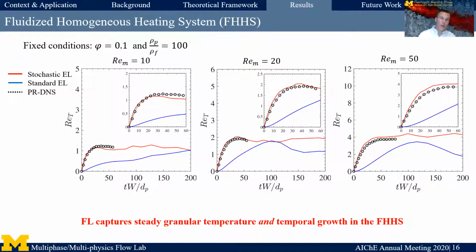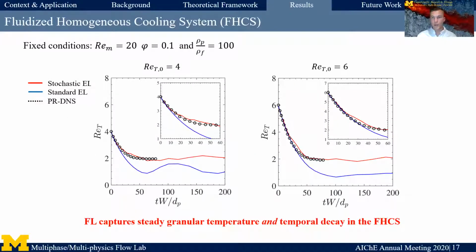So looking at the fluidized homogeneous heating system, we'll consider a fixed solids volume fraction and density ratio and run a sweep across different Reynolds numbers. What we'll see is that the particle-resolved DNS shows that we grow in granular temperature until we sustain our steady value, which is what we would expect. By contrast, the standard Euler-Lagrange method does not evolve in time in this manner and does not sustain the correct granular temperature, but the new stochastic force-Langevin method does, and it does it quite well. So we see very strong agreement between stochastic EL and PRDNS for the homogeneous heating system.